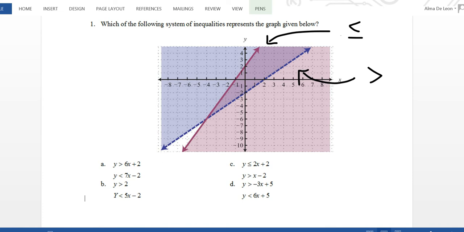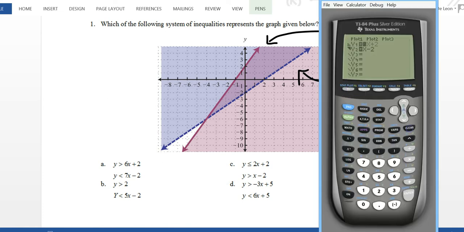I am going to start by graphing A. Both of my inequalities are already in terms of y, so I can just start typing them in. The first inequality has a y is greater than sign. Greater than means that I need to use a triangle that's on the top in my y equals. I'm going to go to y2 and type in my second inequality, which is 7x minus 2.